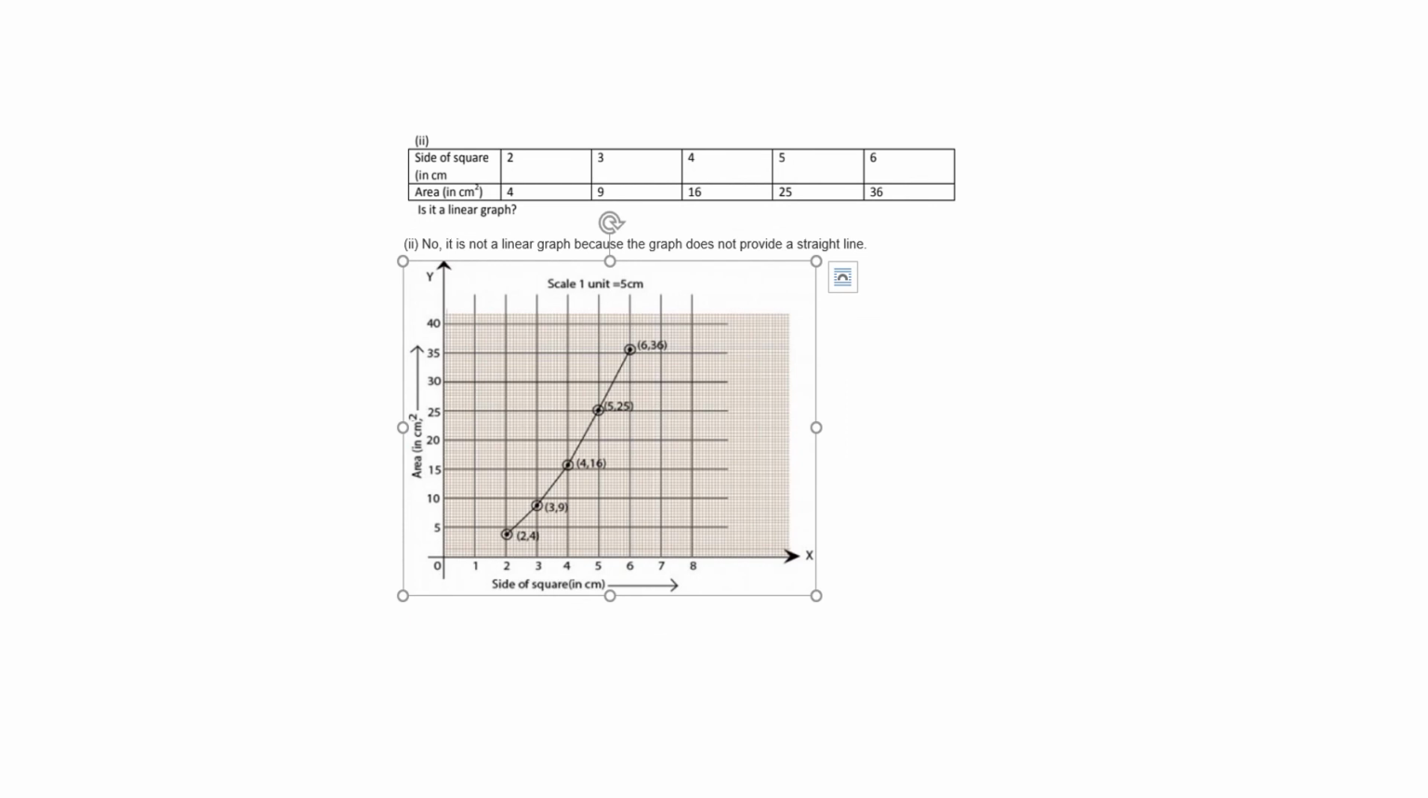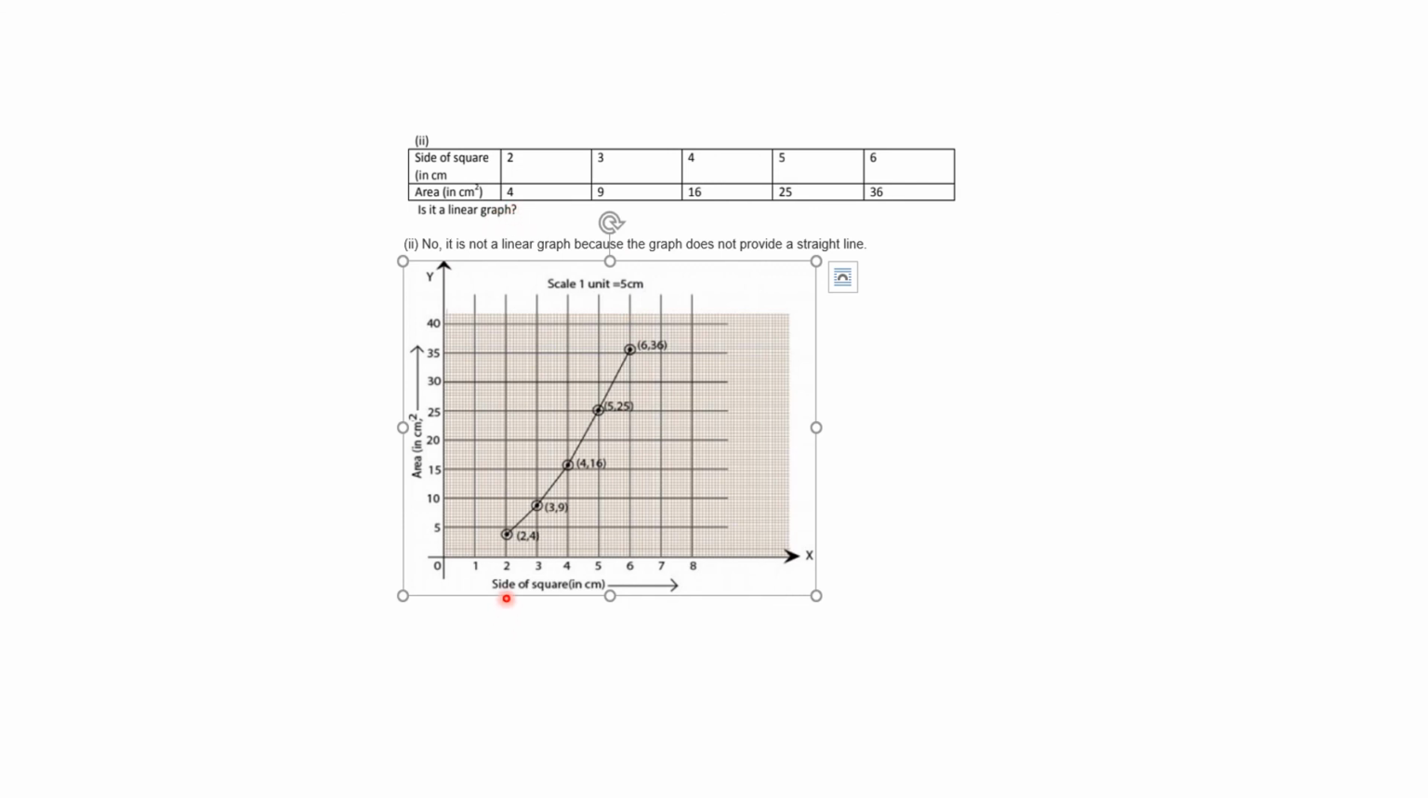Similarly, here what we have is our next question. Same, a table is given to us for the side of the square and the area. Now again, we have to plot it and we have to tell whether it is linear or not. So when we are plotting it, I am taking a scale of 1 unit as 5 centimeter. Just see here on the y-axis, area, I am taking the distance 5, 10, 15, 20, 25 and so on. And on the x-axis I am taking 1, 2, 3, 4 and so on. And I have plotted all the points.